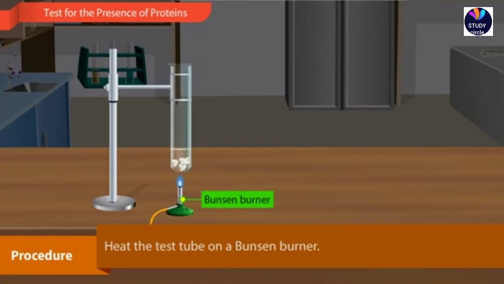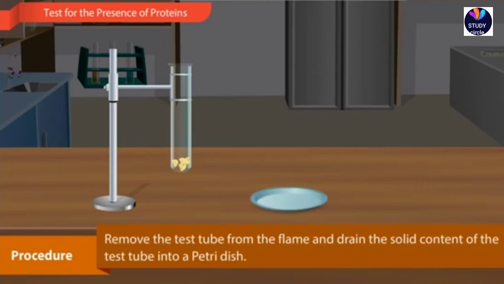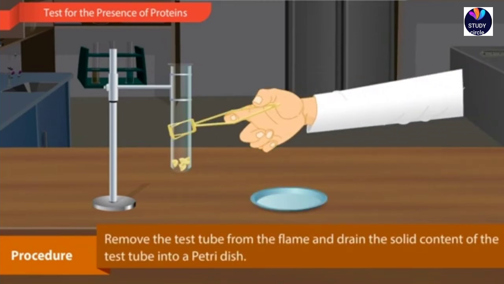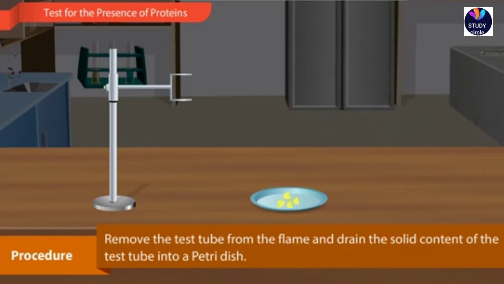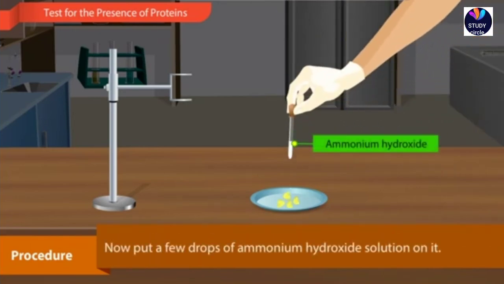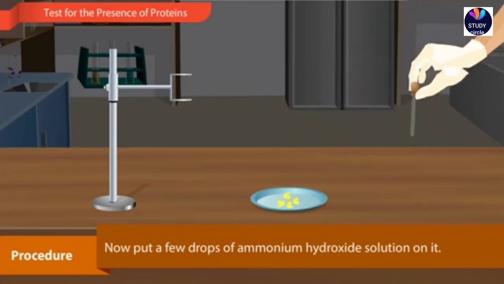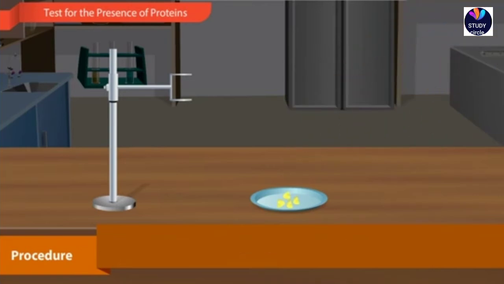Heat the test tube on a Bunsen burner. Remove the test tube from the flame and drain the solid content of the test tube into a petri dish. Now put a few drops of ammonium hydroxide solution on it. Observe any color changes.